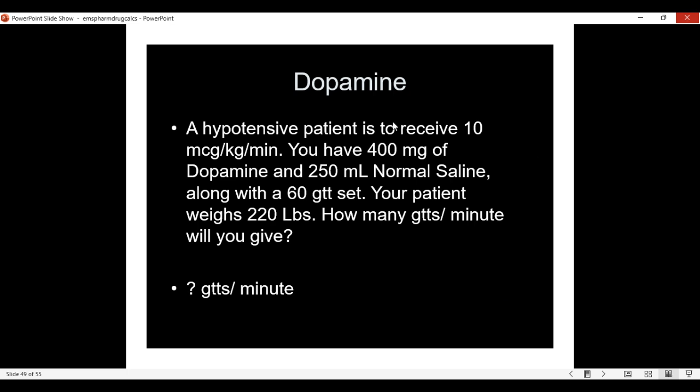And again, I told you earlier that the one that was 800 milligrams and 500, and now we got 400 and 250, that's still going to be 1,600 micrograms per milliliter, right? So remember your formula. 10 micrograms times your weight in kilograms times your drop set, which would be 60, divided by your concentration, which is 1,600 micrograms. So pause the video, figure it out, come back in a minute.